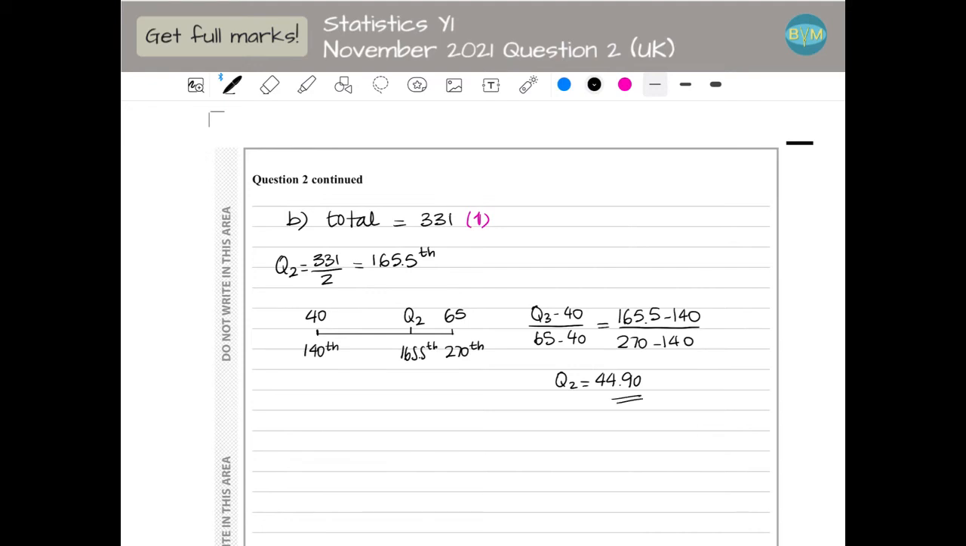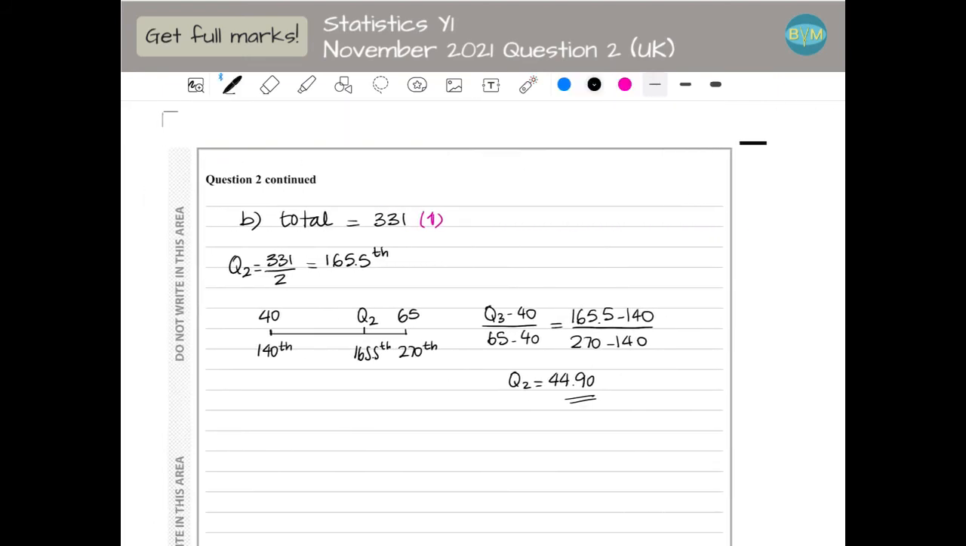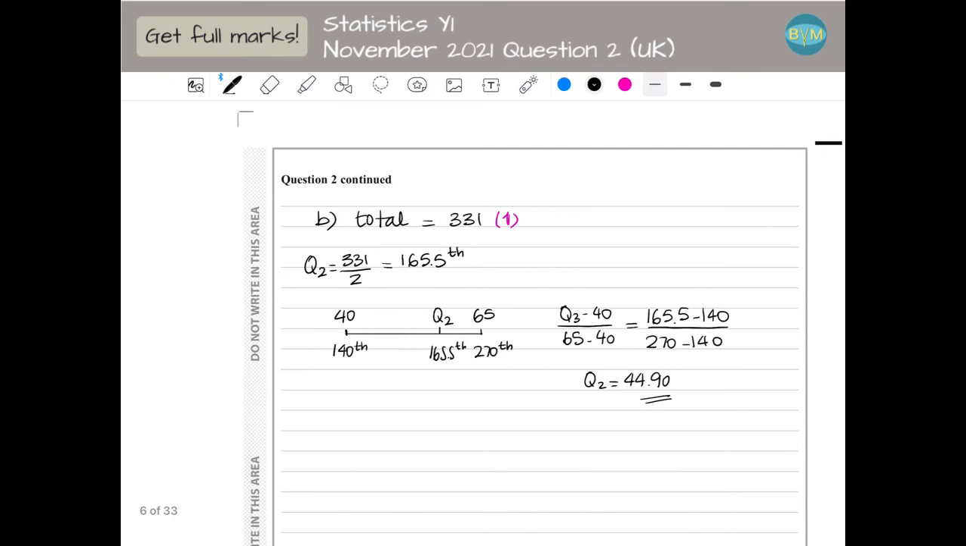And check when you get your answer for a median that it is in the correct interval. So we should get a value between 40 and 65. If you suddenly get 70 something or 20, it's wrong. So check your answer is in the interval. This question is how many marks? There were 4 marks. 1 mark for finding the total, 1 for completing the histogram, then 1 for the method, so 1 for using the interpolation correctly, and 1 for the answer. Those are your 4 marks.